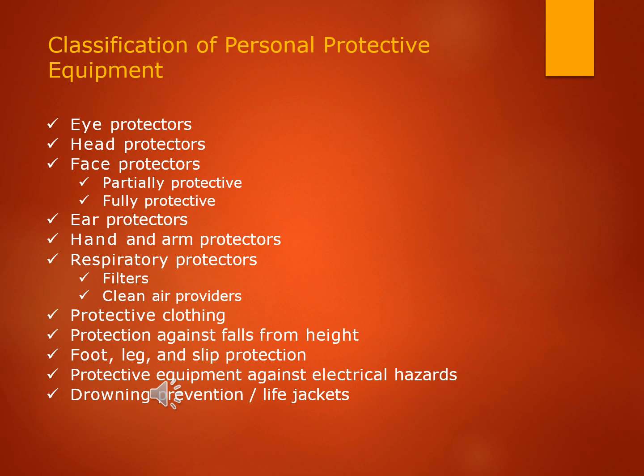Here is the classification of personal protective equipment: eye protectors, head protectors, face protectors, partially protective, fully protective, ear protectors, hand and arm protectors, respiratory protectors. It includes filters and clean air providers, protective clothing, protection against falls from height, foot, leg, and slip protection, protective equipment against electrical hazards, drowning prevention and life jackets.